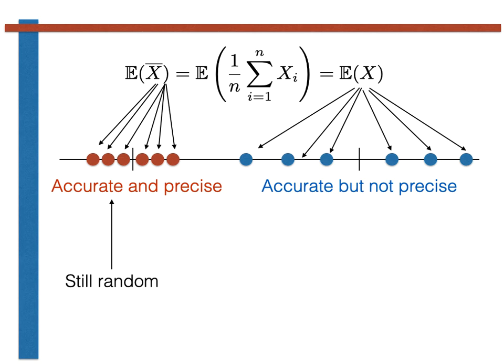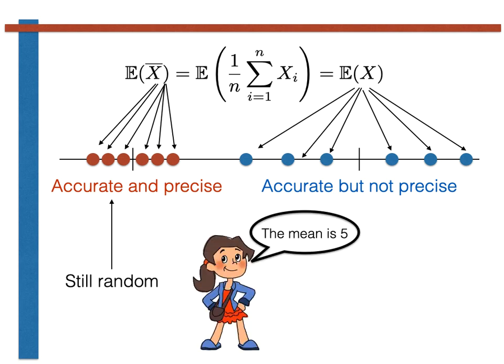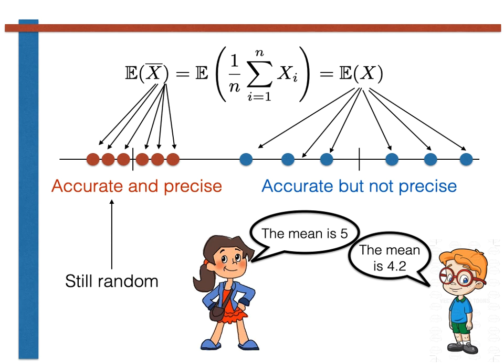Well, let's suppose that Alice and Bob do the same experiment. They complete their experiments independently and then compare the results they obtain. Alice confidently asserts that the mean was equal to 5. Bob then shoots her down by noting that the mean in his experiments was 4.2.